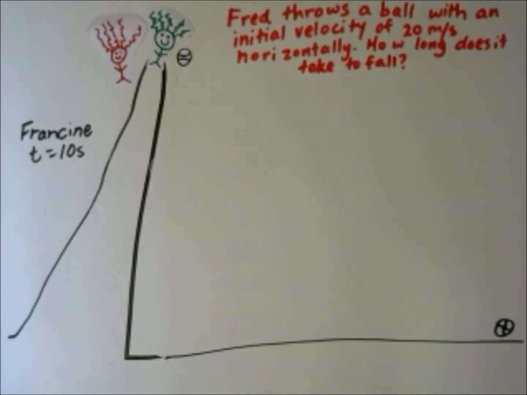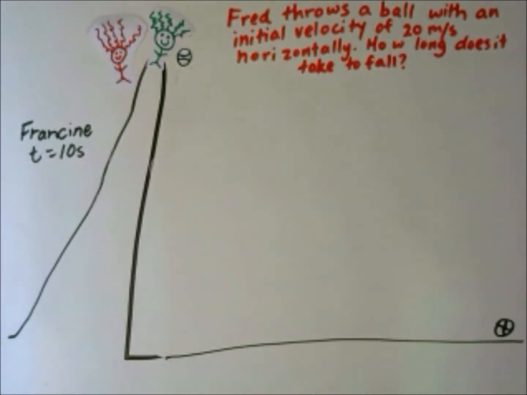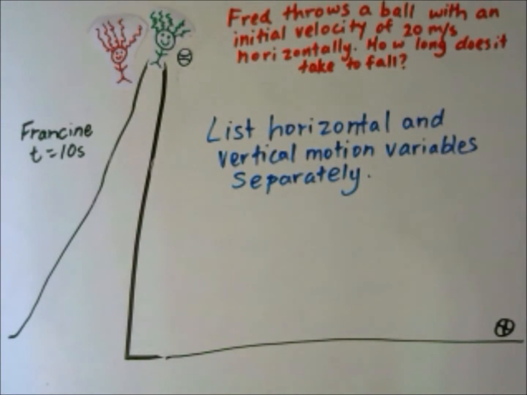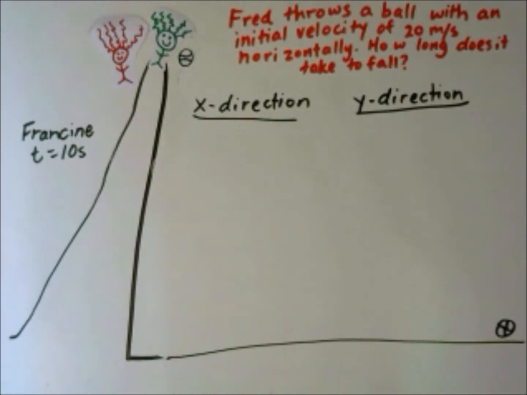Let's go back to our original question. Fred throws the ball, but he's going to throw it horizontally, whereas Francine just dropped it. He throws it with an initial velocity of 20 meters per second horizontally. How long does it take to fall? We're going to solve this problem the way we've been solving problems. We're going to start with listing our givens. For projectile motion problems, list horizontal and vertical motion variables separately. That way you don't mix up what's the horizontal motion with the vertical motion, since they are independent. So we'll make two columns, x direction and y direction, and now we will list our givens in each direction.